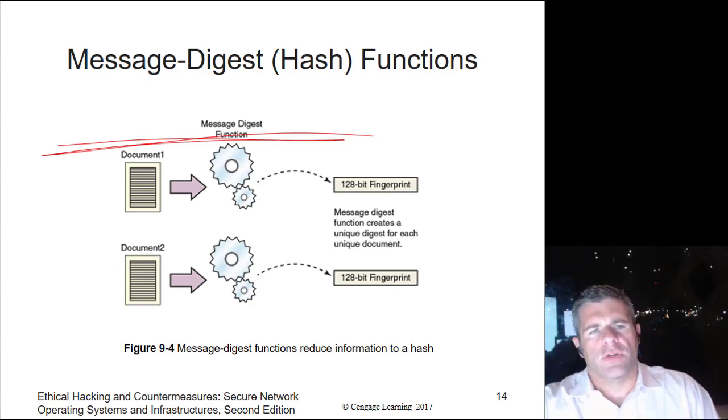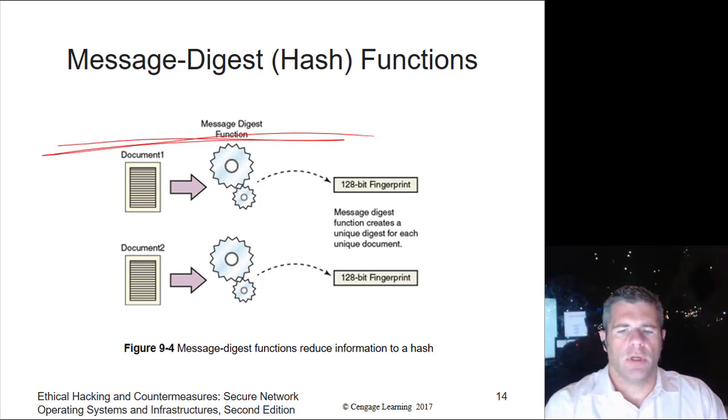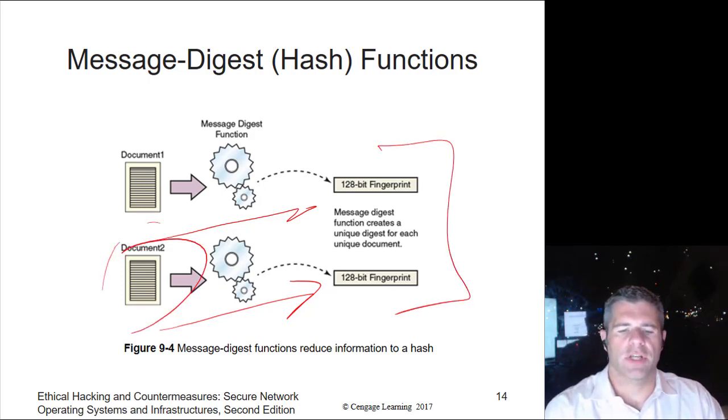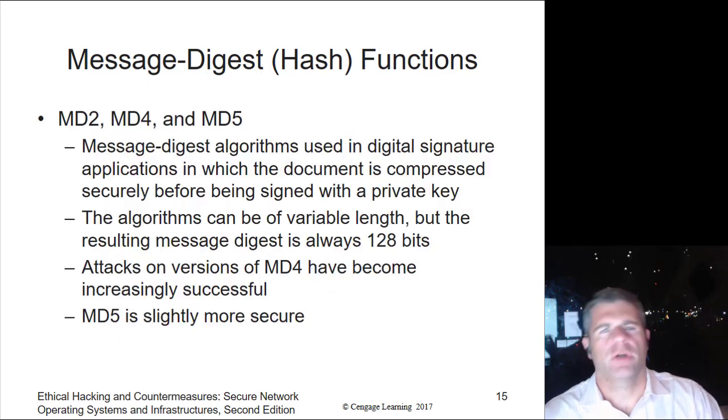So here's a graphic of that message digest function. Take document 1, it spits out this fingerprint, document 2 spits out this fingerprint, and it reduces it down to a hash. So it takes whatever size this file and this file are and reduces them down to a 128-bit signature, fingerprint, hash.